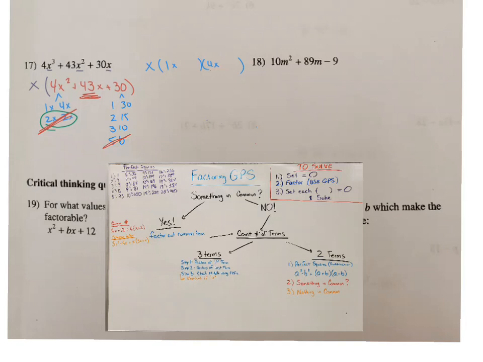So now I'm going to try 3 and 10. I'll put the 10 with the 1, and I'll put the 3 here. So the outside gives me 3x. The inside gives me 40x. Together, that is 43x, and we are finally done. So this whole problem I had to go through all those choices just to get that one to work. Right? 18 is going to be on your own.